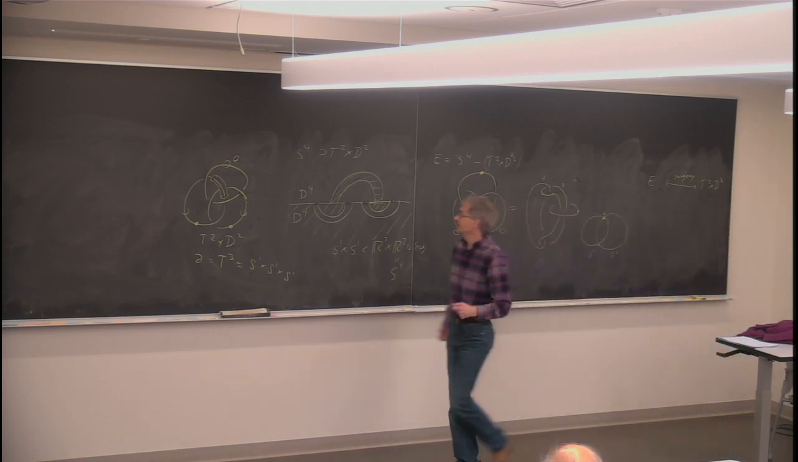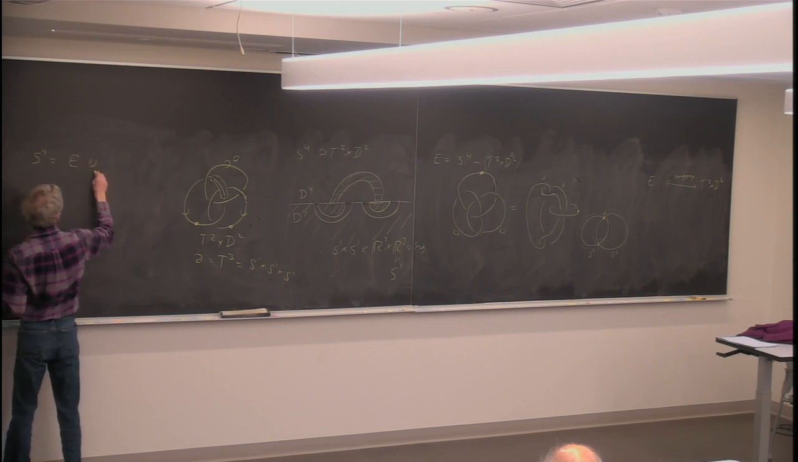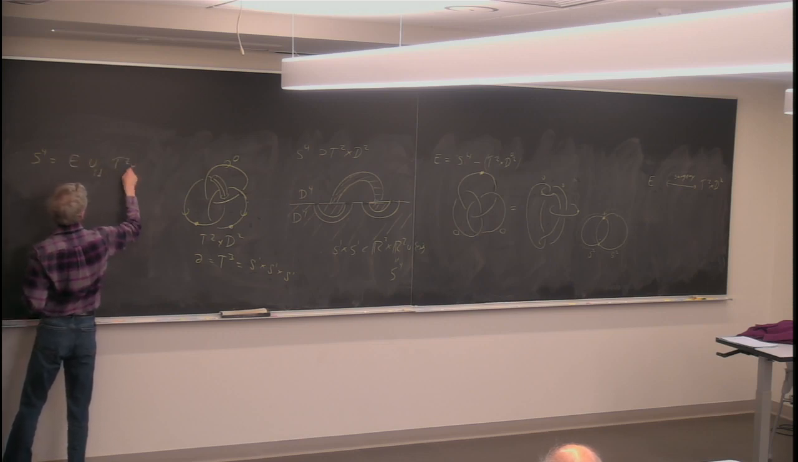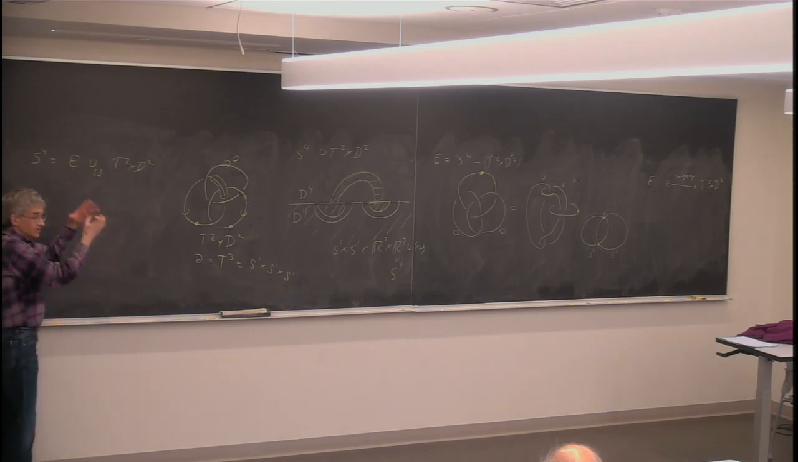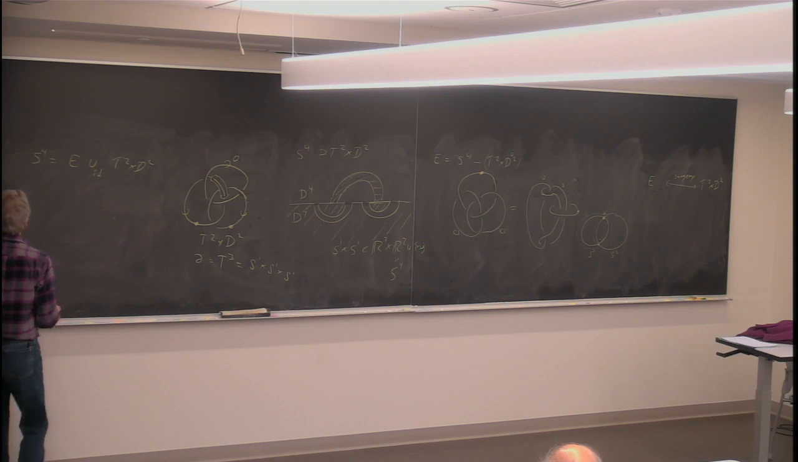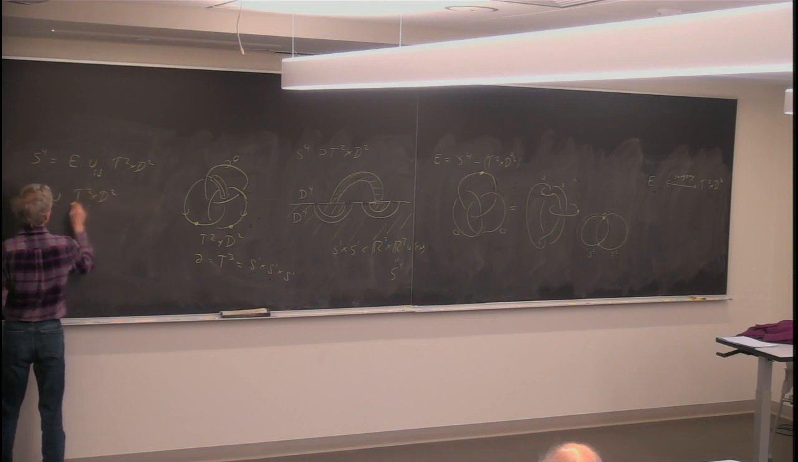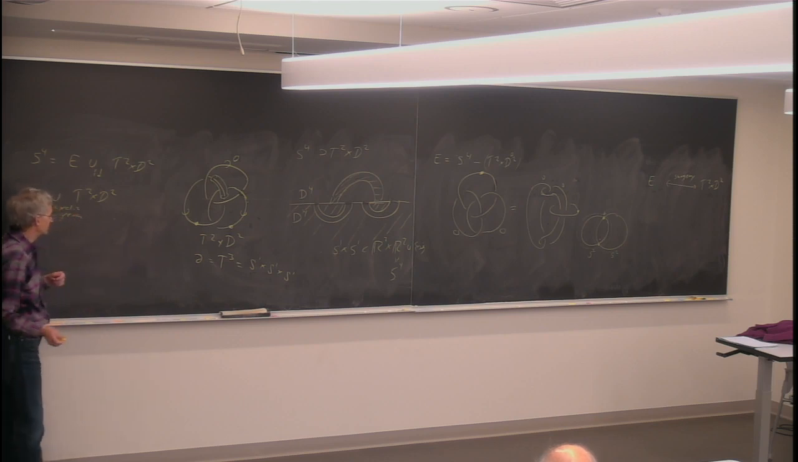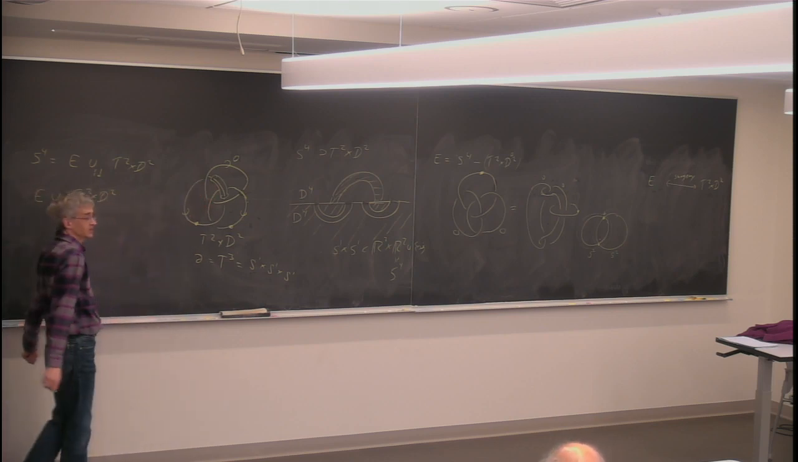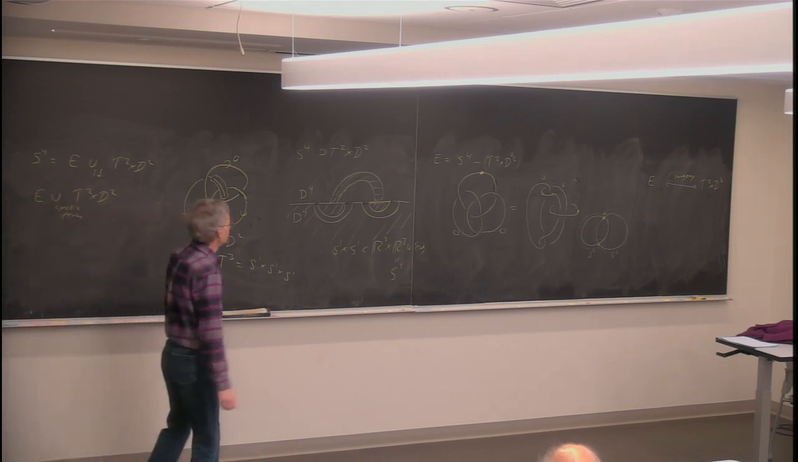What happens? Well, we've seen that S4 is E union identity T2 cross D2, that's the definition of E that we made before. What happens if we take E union T2 cross D2, but glued instead by a cyclic permutation of the three circle factors? So that's this 120-degree rotation. Well, we can actually see how to do that in these pictures now.